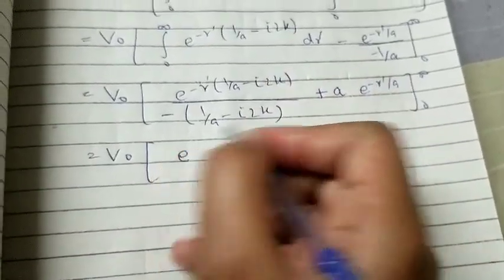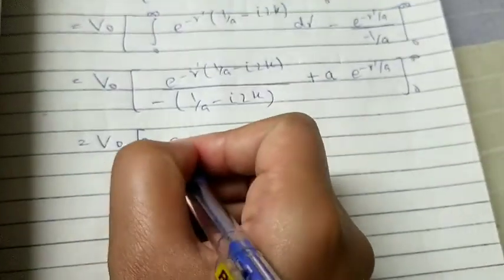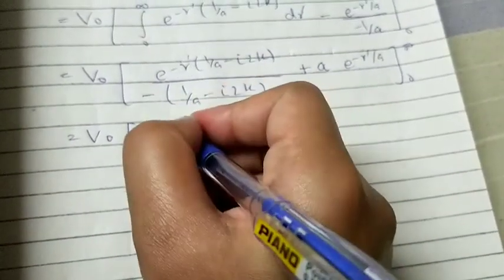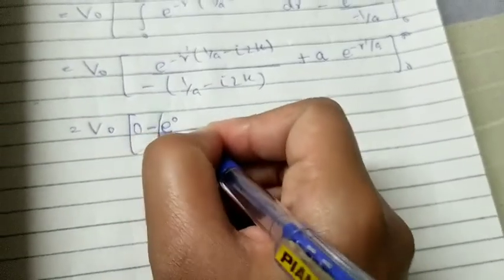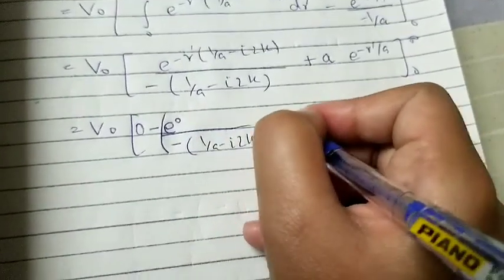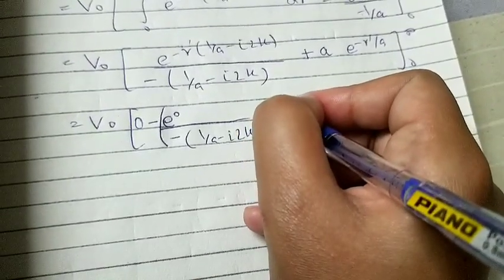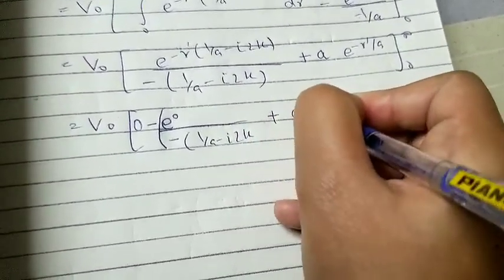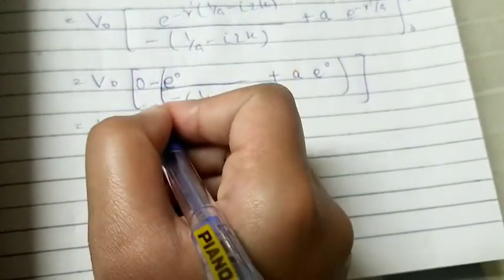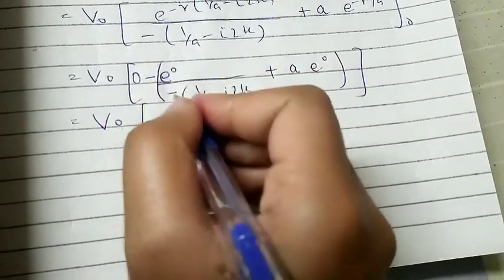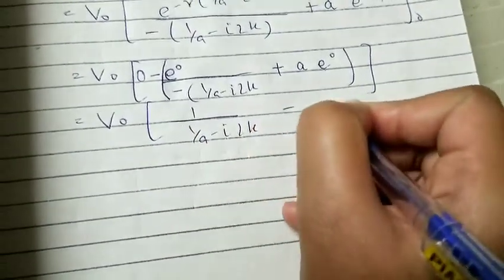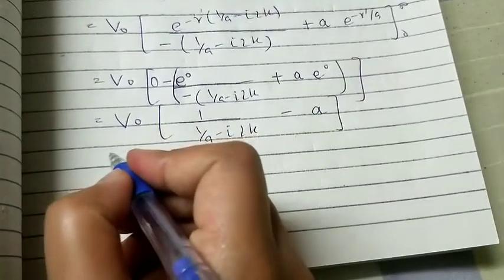And for this, I'm putting upper limit minus lower limit, and this will be e to the power 0 over minus 1 over a minus 2 iota k plus a e to the power 0. This negative sign will multiply with both of these quantities. It will make it positive 1 over a minus a, because e to the power 0 is 1.